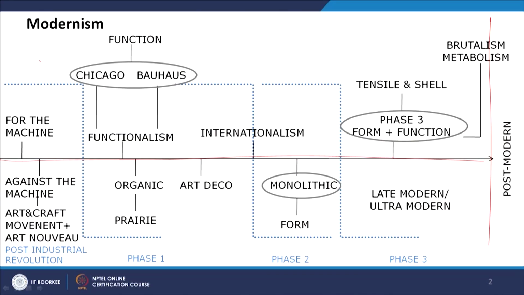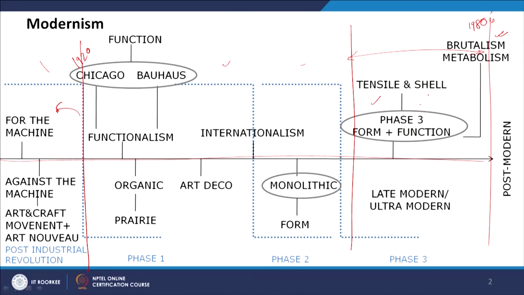Now, postmodernism from the 1980s onwards. If we look at the timeline, it started around 1920, so this is pre-modern, and then around the 1980s modernism ended. There was a transition between modernism and postmodernism after the World War, and after the 1980s the postmodern movement started.